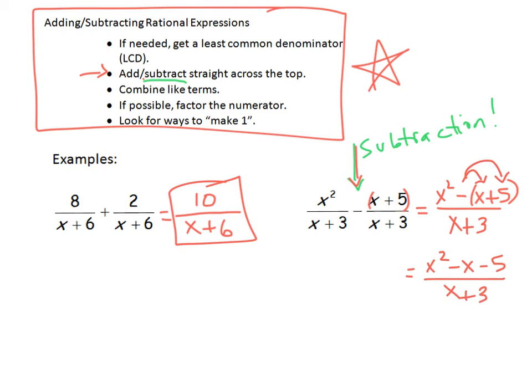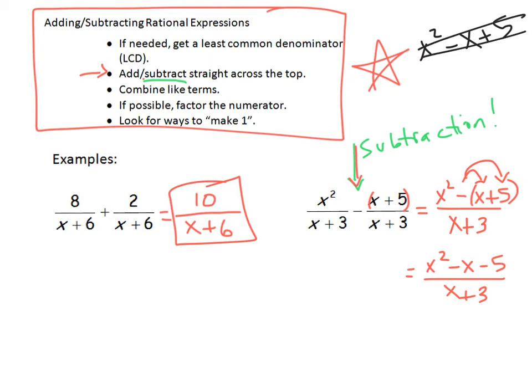Again, a very common mistake is just to write x squared minus x and then plus 5. Let me just write that up here. x squared minus x plus 5. That's the mistake a lot of people write. That's not what it's going to be.